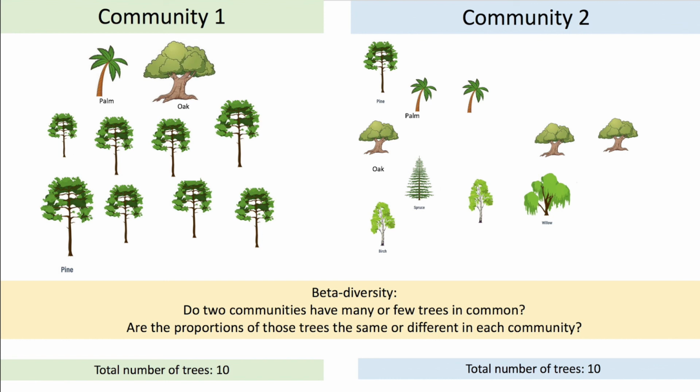Beta diversity is taking two main pieces of information into account. It's asking how many organisms, or in our tree example, trees, do the two communities being compared have in common? And are those trees found in common found in the same proportions in both communities? So essentially, beta diversity is comparing the entire taxonomic composition of two communities and how dissimilar they are in terms of their taxonomic composition.